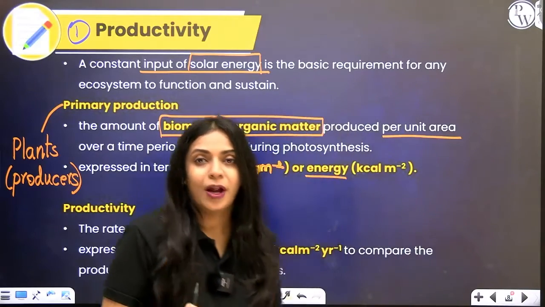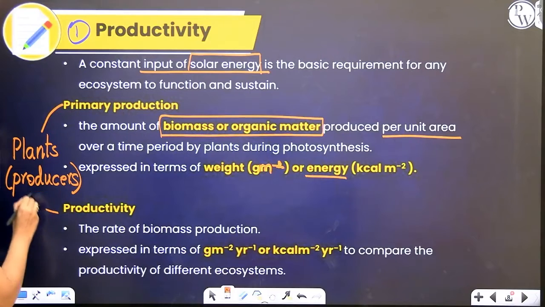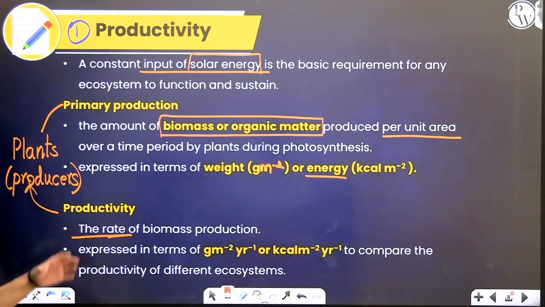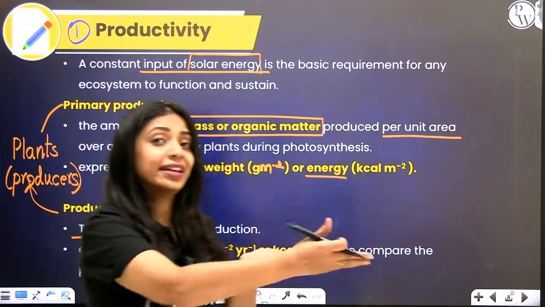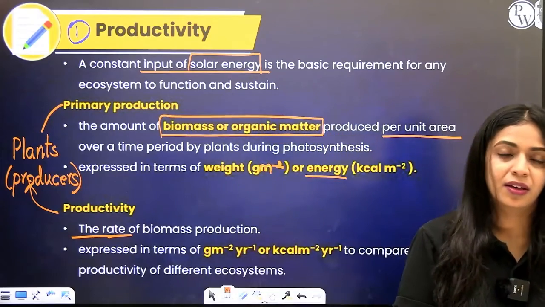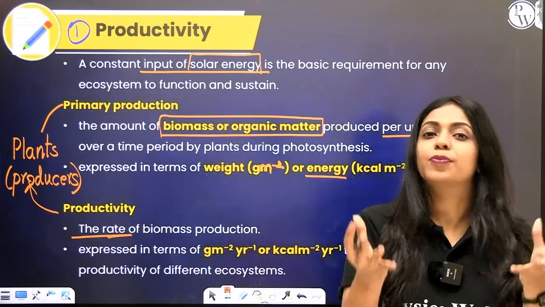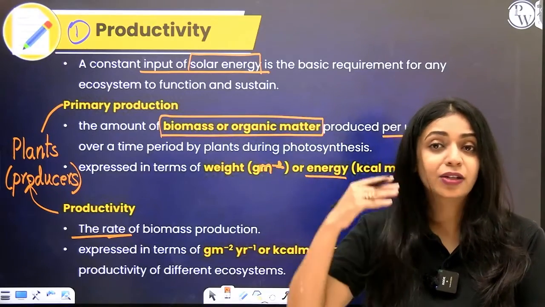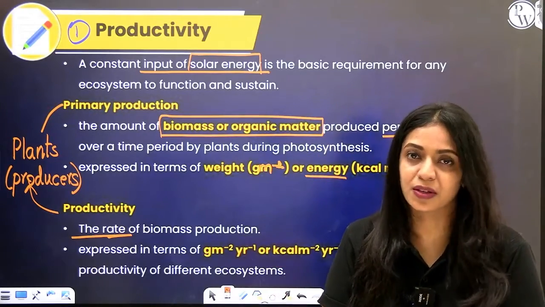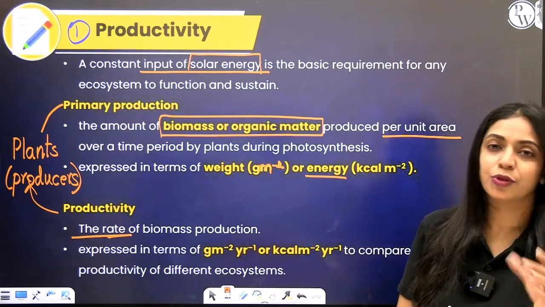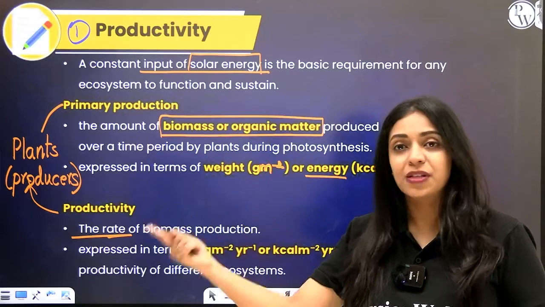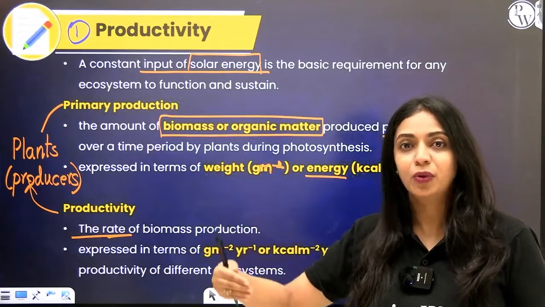When we talk about primary productivity, time comes in. So primary productivity is the rate of biomass production. At what rate is it being produced? Production is just how much of it is being produced. Productivity is at what rate it is being produced. So whenever we have rate, you may have learnt in physics as well, time comes in. When we are talking about the rate of something, we are talking about it with respect to time.